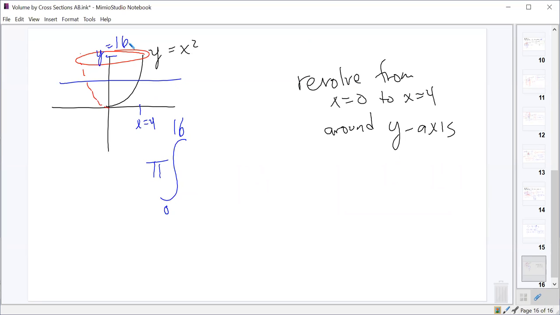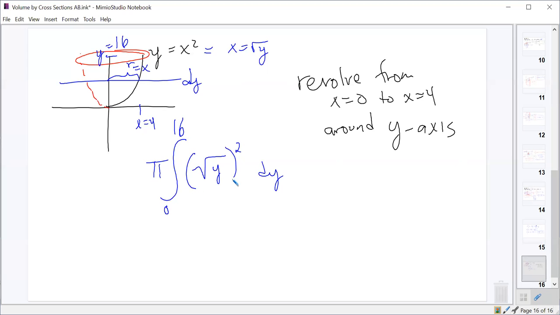And since we're going to slice it horizontally, it's going to have to be dy, and so we have to use y values. And what's the radius of one of these pieces? Well, it's just the value that we've gone over in the x direction. We'll say r equals x, and if y equals x squared, then x ought to be root y. Everybody agree with that? Yeah.